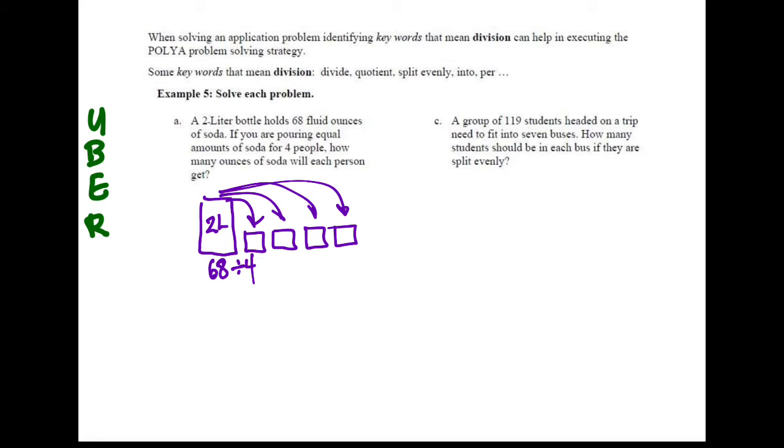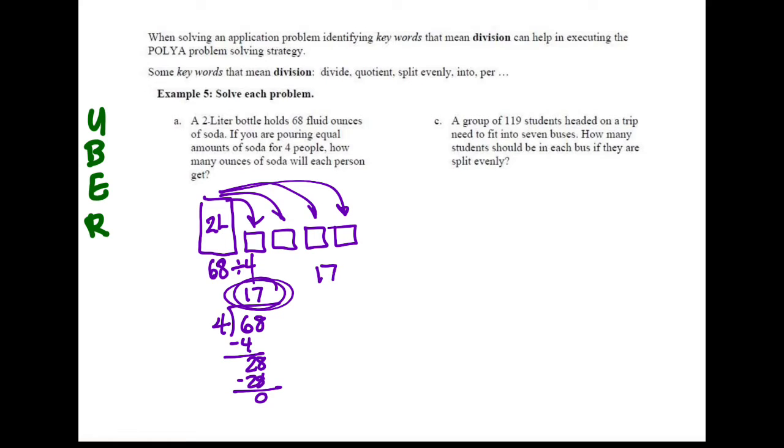Okay, so executing 68 divided by 4. 4 goes into 6 once. Bring down your 8. 4 goes into 28 7 times evenly. So that means 17 is the number of ounces that each person gets.